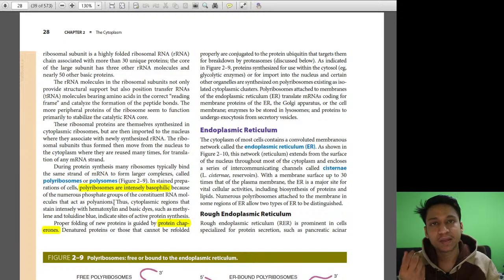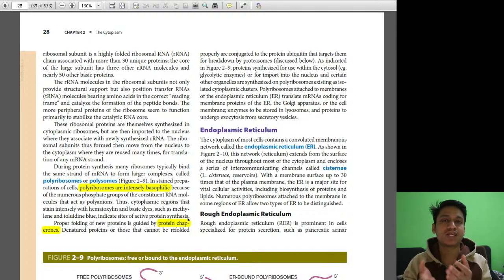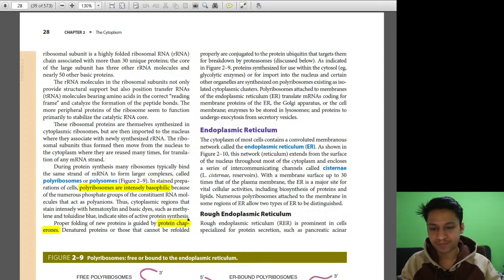Basic stain like hematoxylin. Thus, cytoplasmic regions that stain intensely with hematoxylin and basic dyes such as methylene blue and toluidine blue indicate sites of active protein synthesis. So when a cell is stained, where we see patches of hematoxylin stain around the ribosomes is where we know that a translation process is going on.